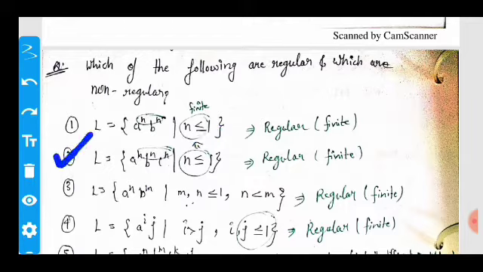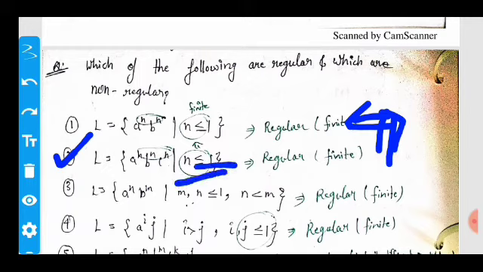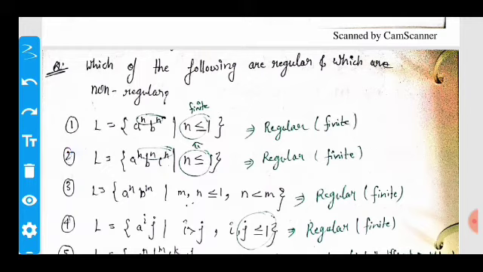L equal to a to power of n, b to power of n, c to power of n such that n is less than equal to 1. So it also follows the first type because here also the condition is finite, so it is a regular language. Now move on to the third question.